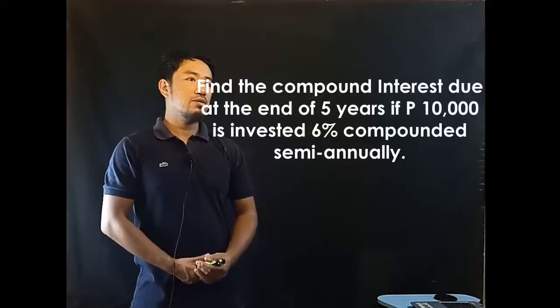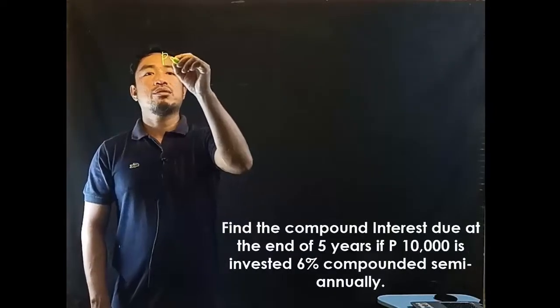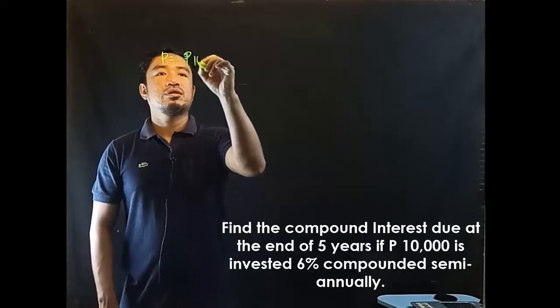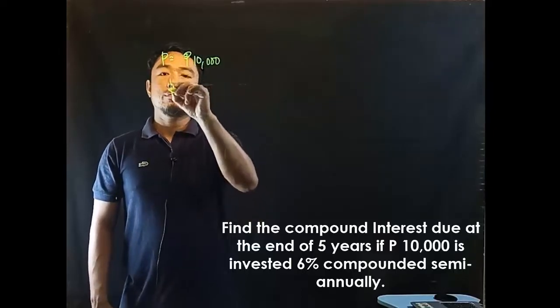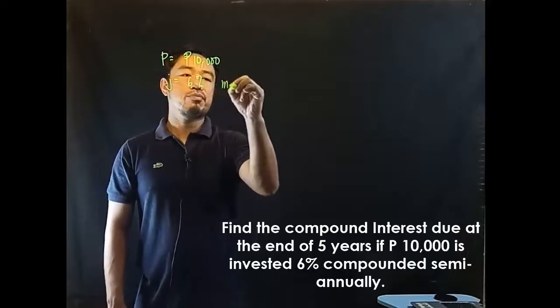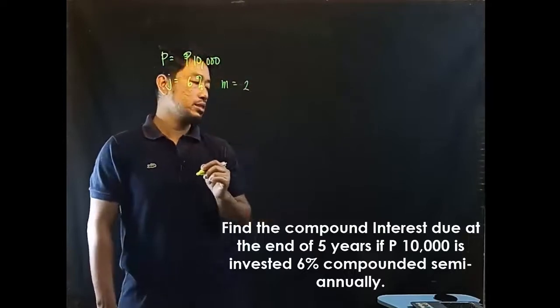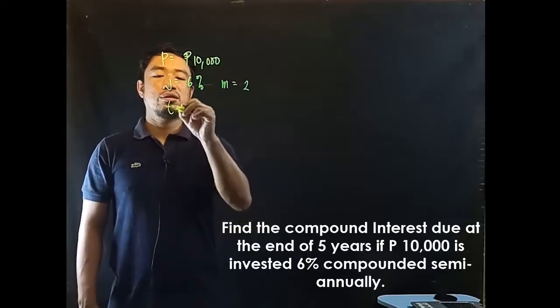For instance, in this example, find the compound interest due after 5 years if 10,000 pesos is invested at 6% semi-annually. So we are given an original amount of 10,000 pesos with a nominal rate of 6% compounded semi-annually. What is the compound interest due after 5 years?